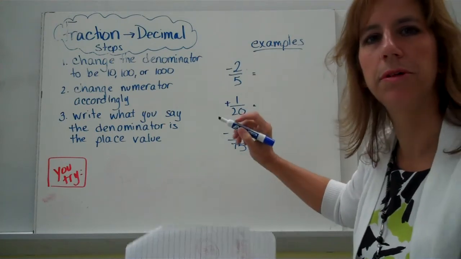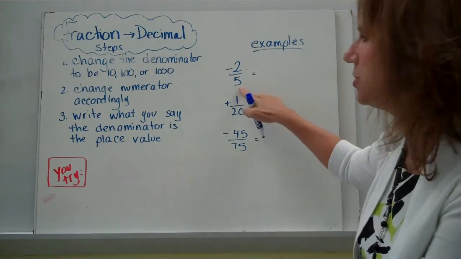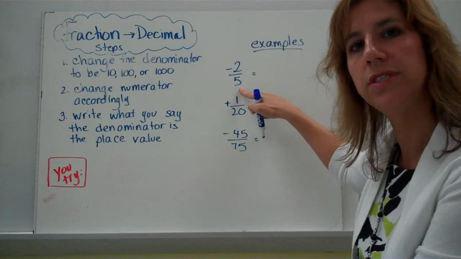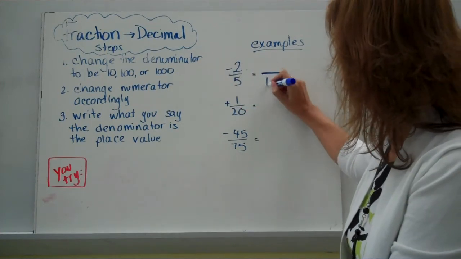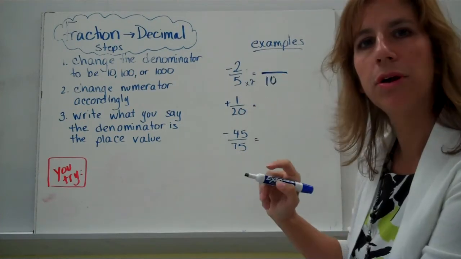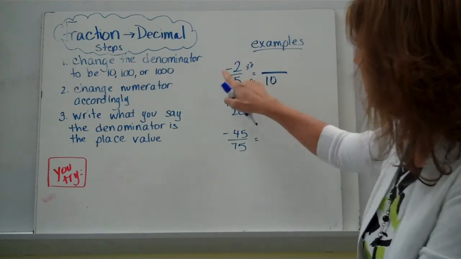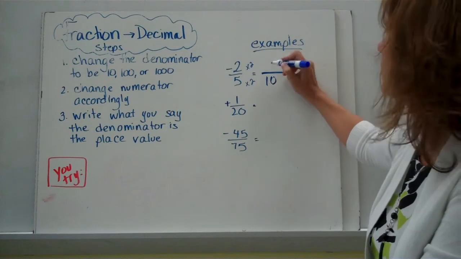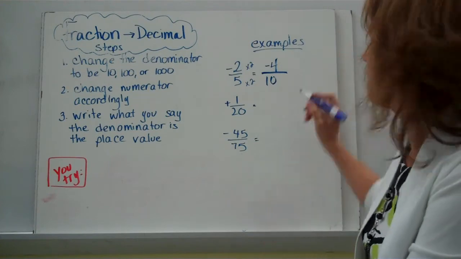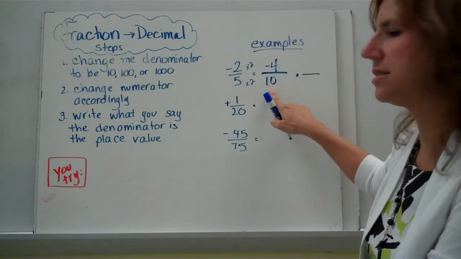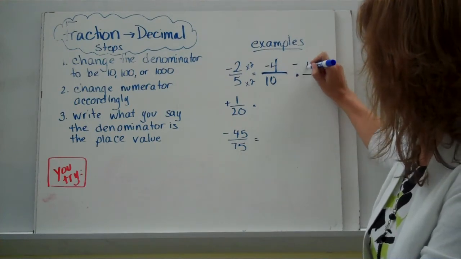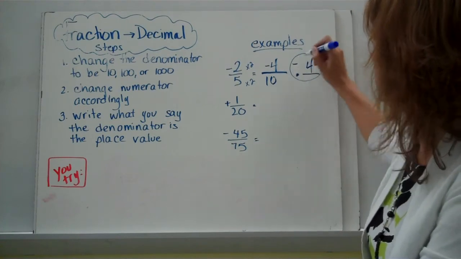We want to change this to a decimal. The easiest way to do this is to first try to change the denominator to be a place value number. Remember, tens, hundreds, thousands, they're all multiples of 10. So let's see. Can 5 go into 10? It sure can. We can times by 2. And remember, whatever you do to the bottom, you do to the top. Negative 2 times 2, negative 4. All right, so if we've got negative 4 tenths, just like we did with the models, we go to the tenths place. The denominator tells you the place value, the tenths place, and we're going to put the negative 4 in that spot. This whole decimal is negative.